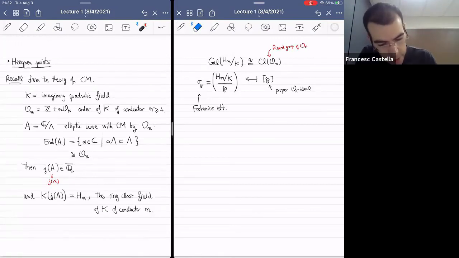Okay, so when we adjoin to K this j-invariant, we obtain this H_n, the ring class field of conductor n, which is an abelian extension of K, which by class field theory is the one with Galois group isomorphic to this class group. And yes, we're taking invertible ideals. So to get a group here, we look at invertible proper O_n ideals divided by principal ones.